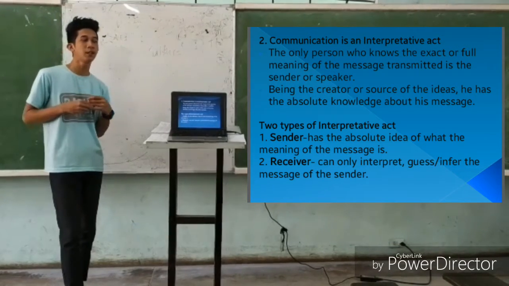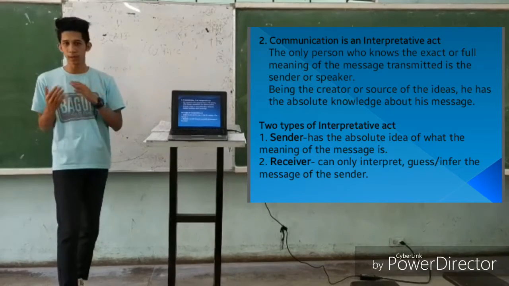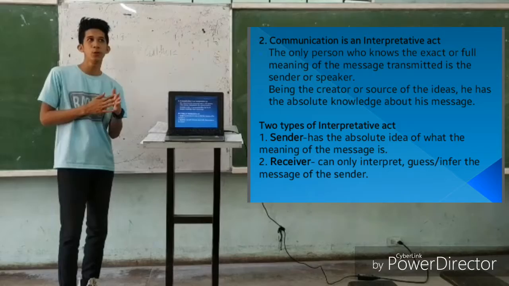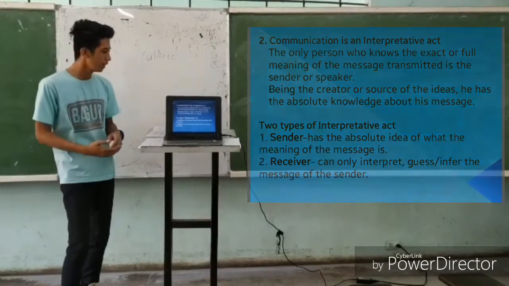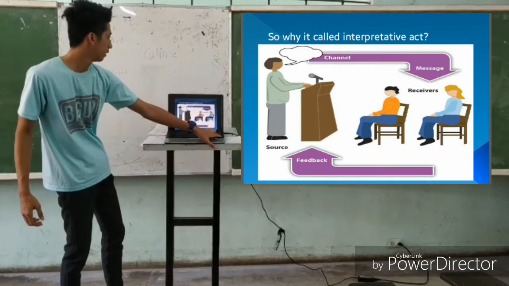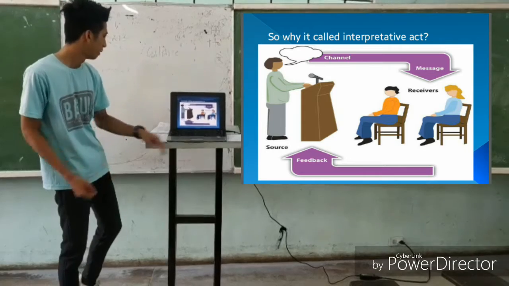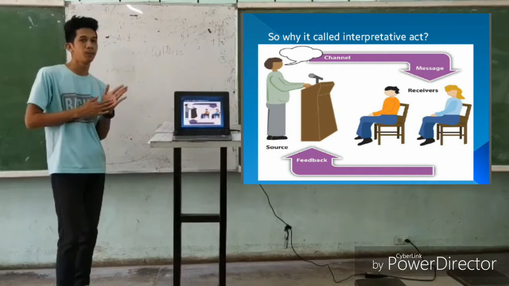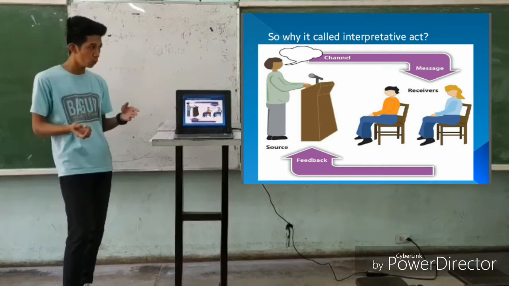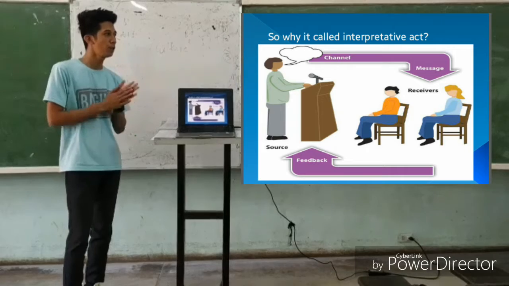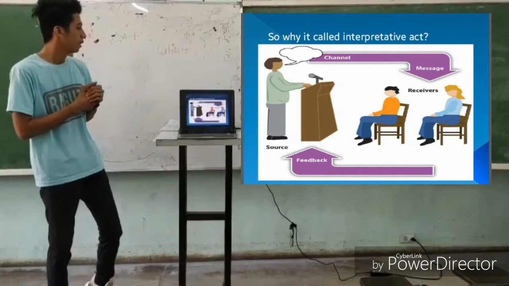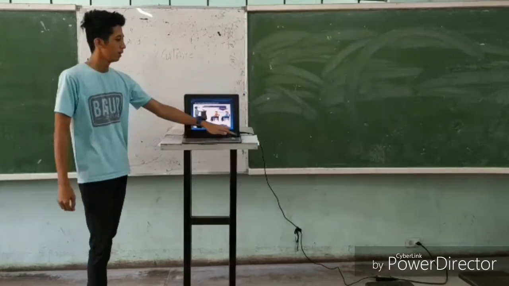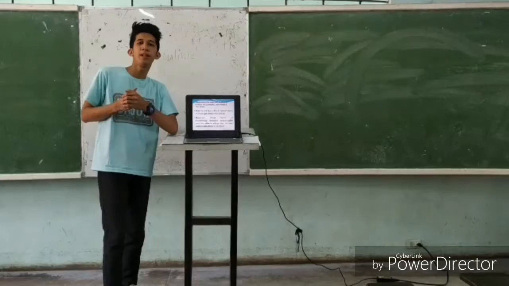The sender is the transmitter of verbal and non-verbal communication or the message. The receiver is the decoder of the message sent by the speaker. So why is it called an interpretative act? Because from the channel to the receiver, there is feedback from the receiver to the channel or to the source. After the channel gives the message to the receiver, the receiver will give the comment, or what we call feedback.